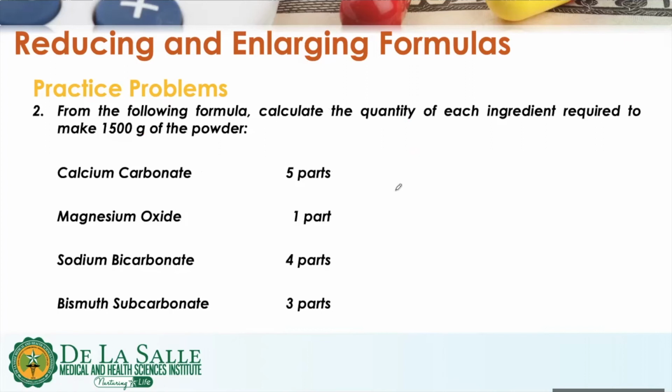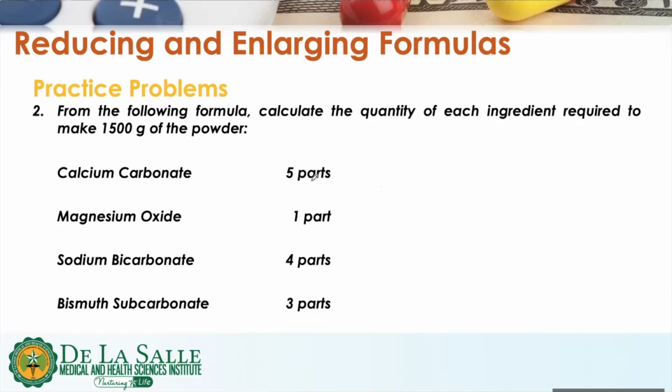Now, in certain problems, you may be given the number of parts of each of the ingredients instead of the actual percent or ratio strength that they are present in the formulation. In that case, it becomes crucial for you to determine the total number of parts equivalent to the amount of the product that you would like to prepare.